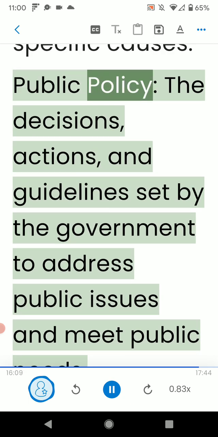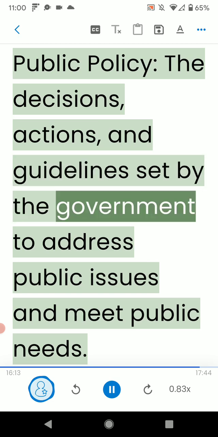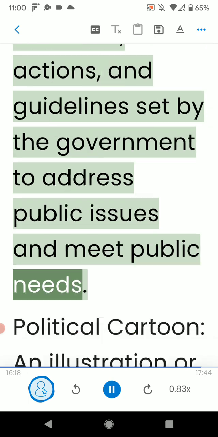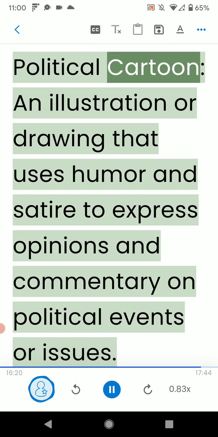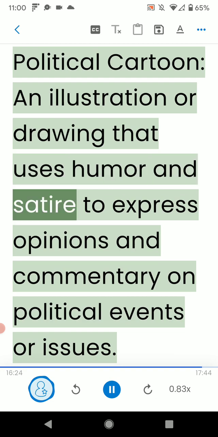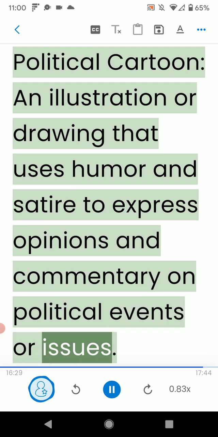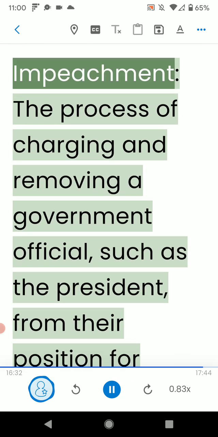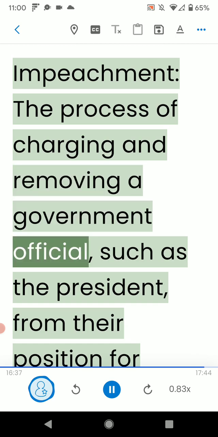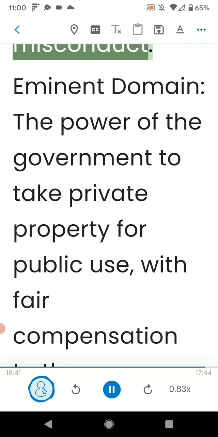Public policy, the decisions, actions, and guidelines set by the government to address public issues and meet public needs. Political cartoon, an illustration or drawing that uses humor and satire to express opinions and commentary on political events or issues. Impeachment, the process of charging and removing a government official, such as the president, from their position for misconduct.